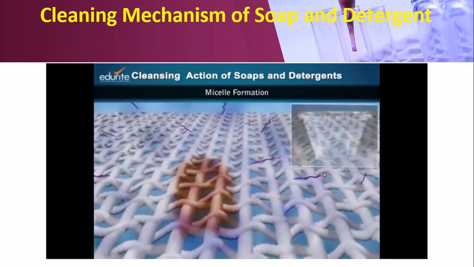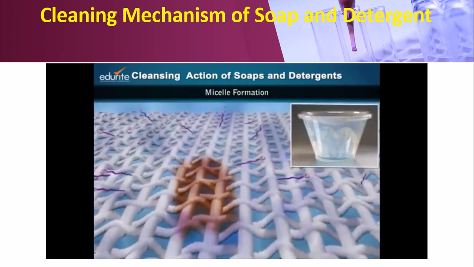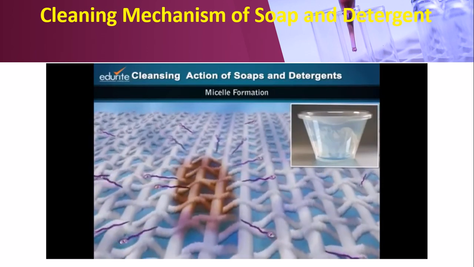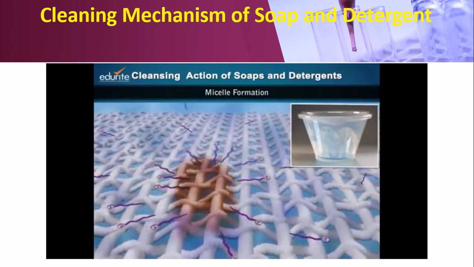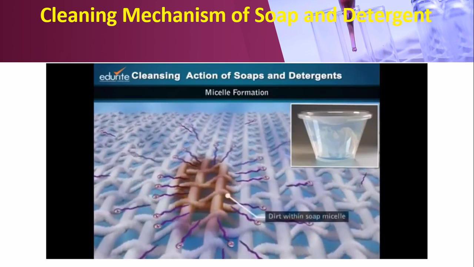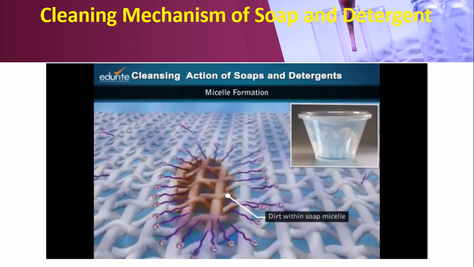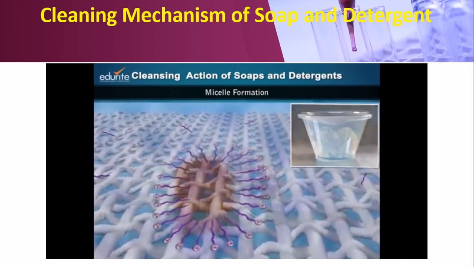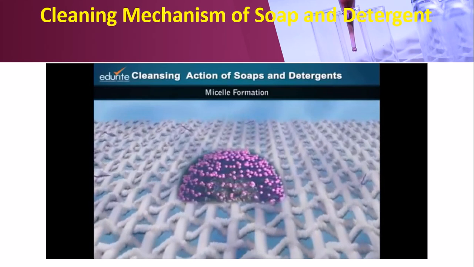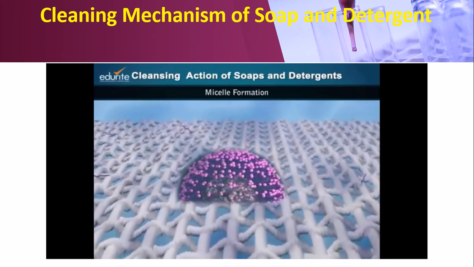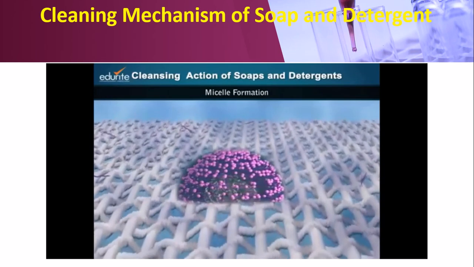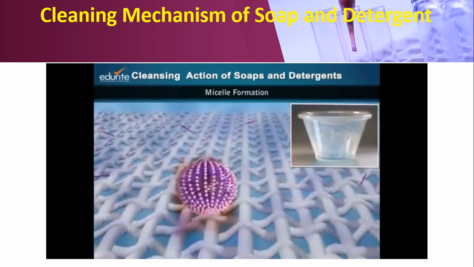When detergent or soap molecules come in contact with the oil or dirt on the fabric, the non-polar portion of such molecules attaches itself to that bit of grime or oil. Over time, more and more detergent molecules gather around it, and a micelle is formed with the oil or dirt inside it. A micelle is a ball-shaped collection of detergent or soap molecules with the hydrocarbon ends clumped together on the inside and the polar heads on the outside.